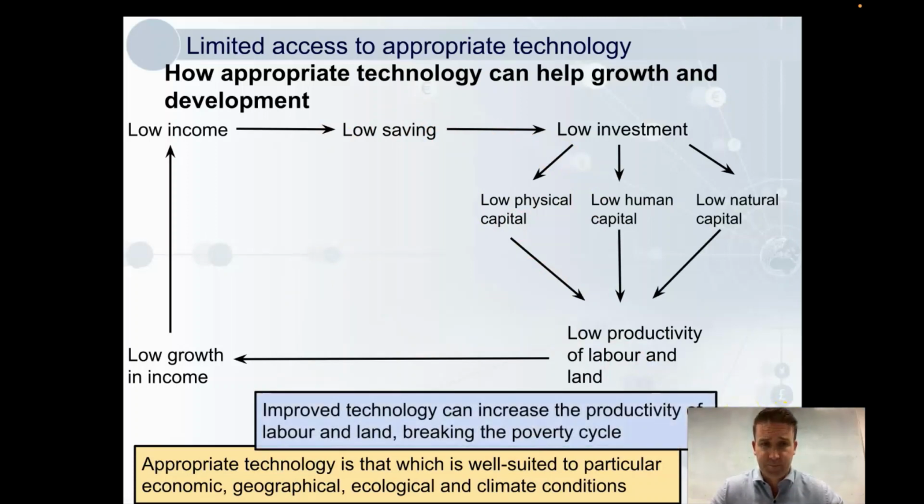Now, why don't we have appropriate technology?